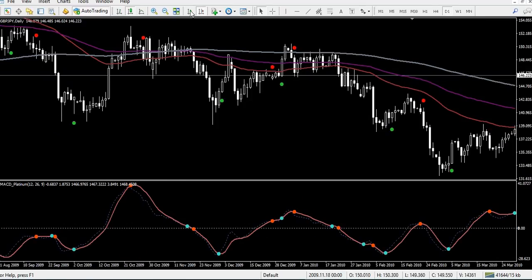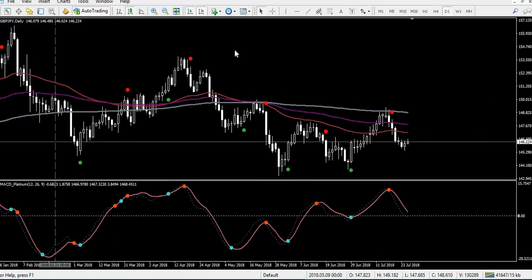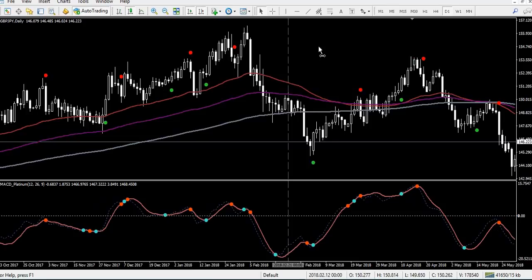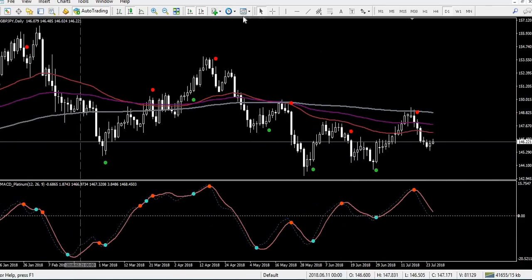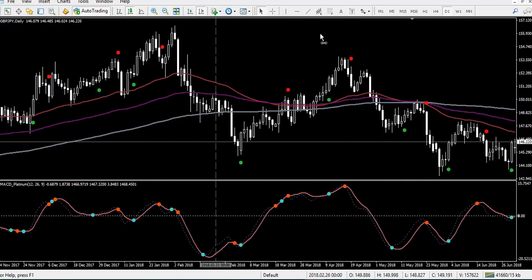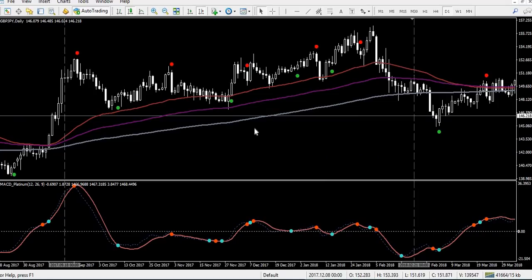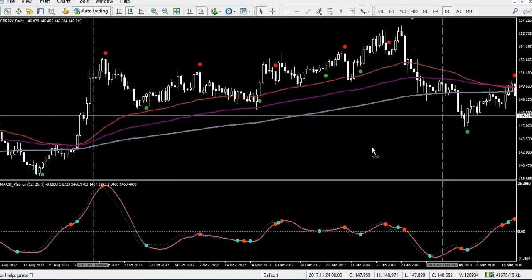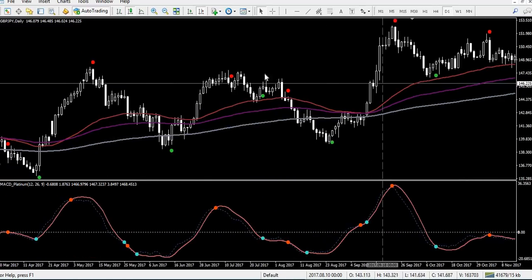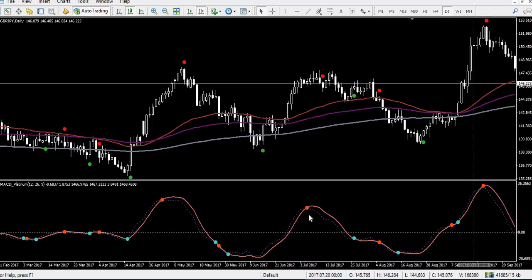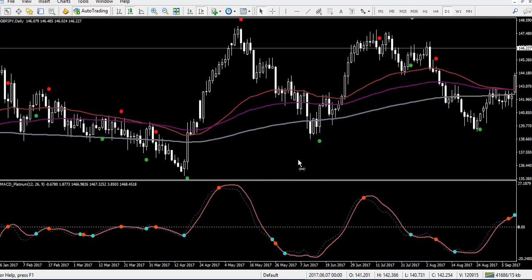But all right, we'll go to the end of the chart here. All right, so we've got the MAs, so they give us a guide as to trend. All right, again, not a hard and fast rule. Now the main part about this whole system, this whole method, is the MACD Platinum. This is probably the most important part.